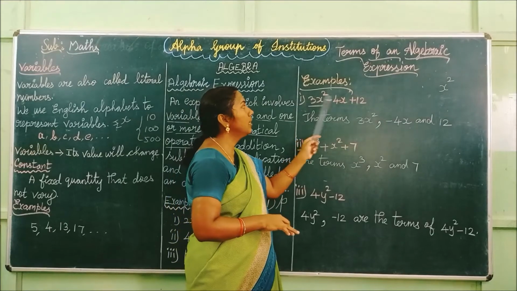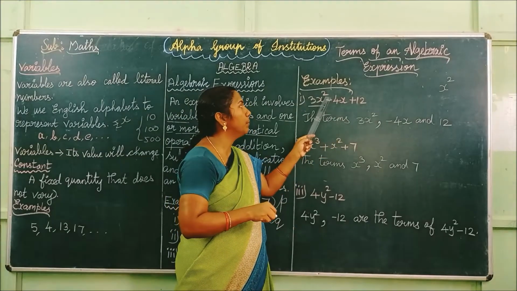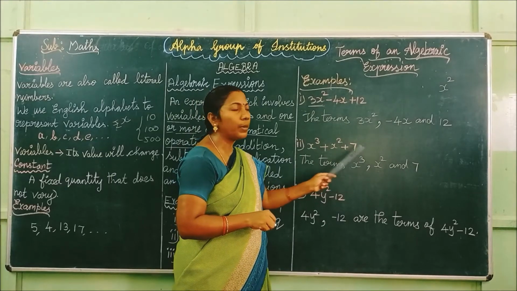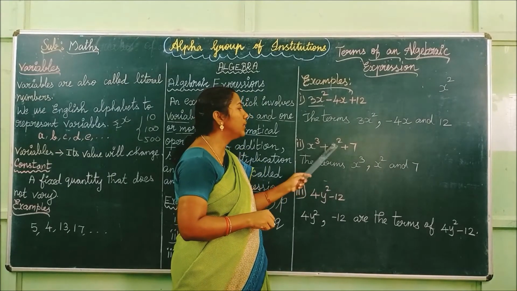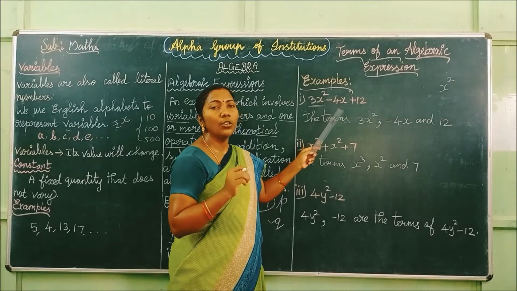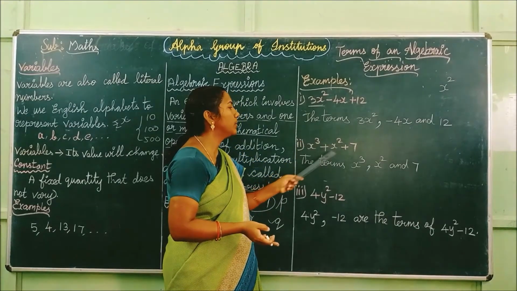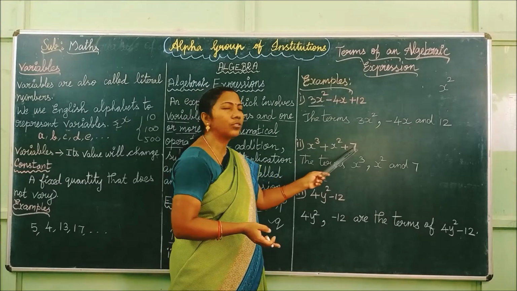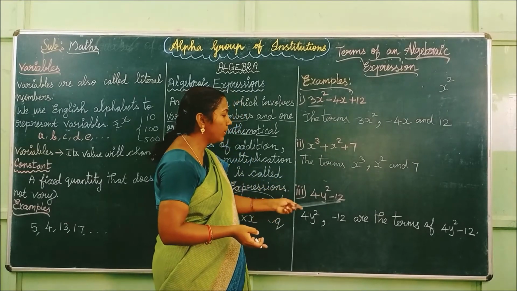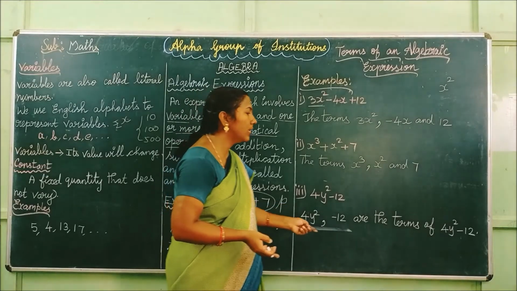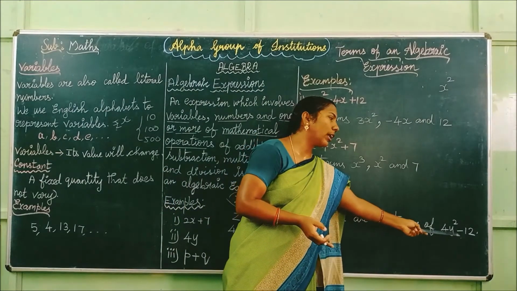See here, these terms are separated by the symbol minus and plus. See here, the terms are separated by the symbol plus. So by observing the symbol plus and minus, you can easily count the number of terms. See here, how many terms they are having? 1, 2, 3 terms. Here it has how many terms? 2 terms, 4y square and minus 12. These are the terms of 4y square and minus 12.